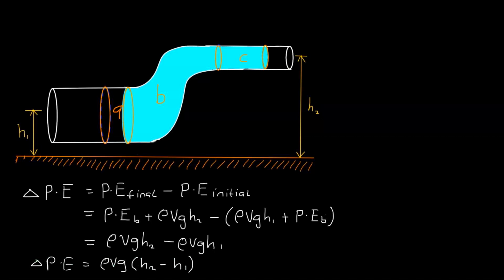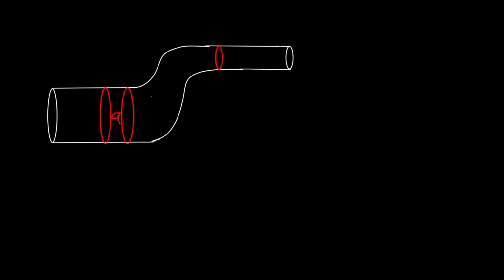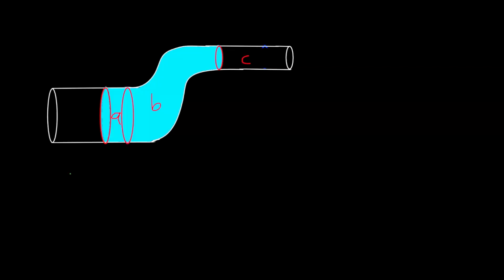Lastly, we'll determine the change in kinetic energy of our fluid. Again, using our sections A, B, and C. Initially, the fluid occupies sections A and B, and its total kinetic energy would be the kinetic energy of the fluid within section A, plus the kinetic energy of the fluid within section B. The kinetic energy of the fluid within section A is equal to half of its mass multiplied by its velocity squared, which gives half m v1 squared.